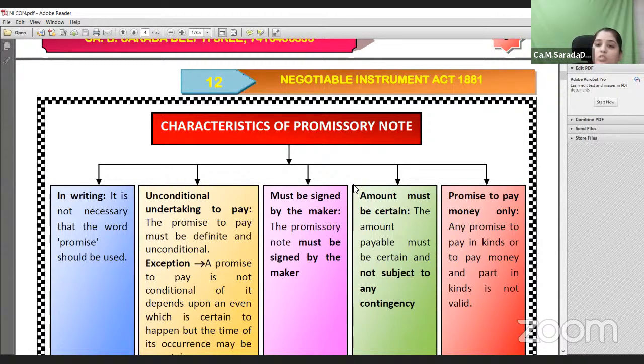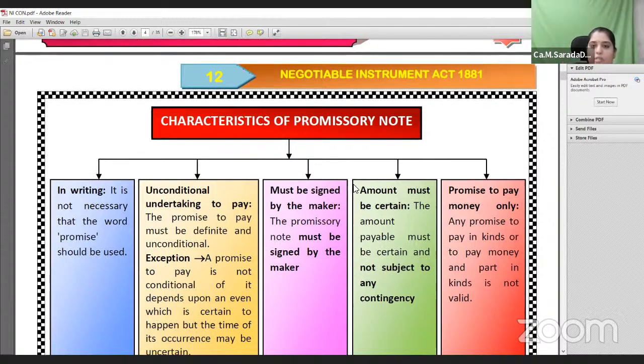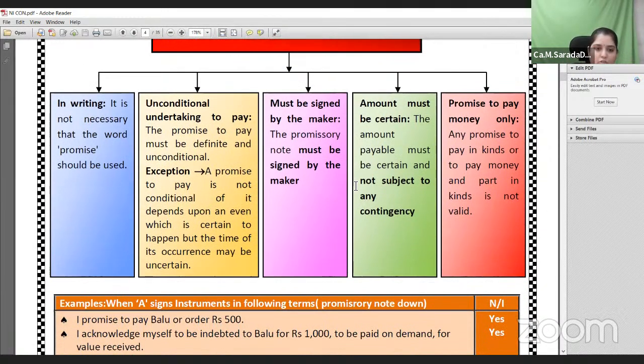And here it is a promise to pay money only. It cannot be in terms of kind. You cannot make payment in anything other than money. It is mandatory that you pay money only. You cannot pay a bike or a car or a watch or any horse instead of money. Mandatorily, the entire amount should be in money form only. Okay, so these are the important characteristic features of a promissory note.